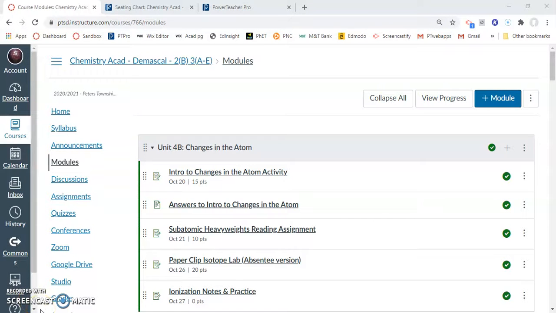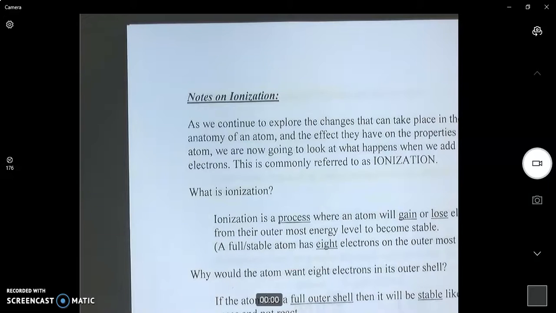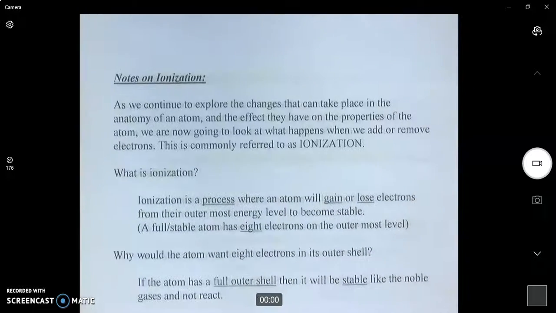All right, ladies and gentlemen, we're going to be working on our second change in the structure of the atom. That should be available to you in ionization notes and practice. So let's jump over there now. I'm going to switch to my camera so I can annotate some notes for you.